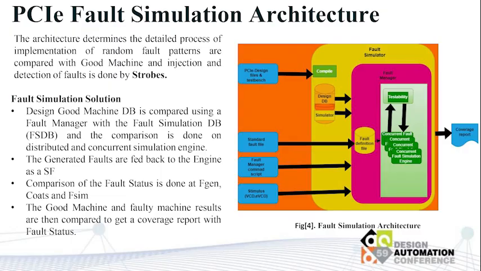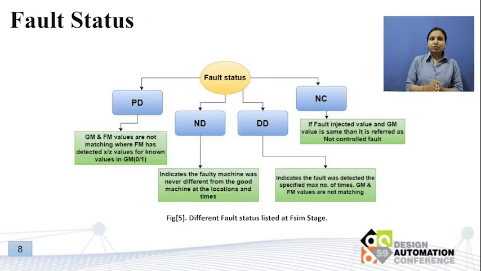Once all these stages are completed, coverage reports are generated at all three different stages: fault generation, then at COAST, which is testability, and then at the fault simulation. These reports are produced because the design database is compared with the fault manager using the fault simulation database. Further we'll discuss the different fault status at different stages.